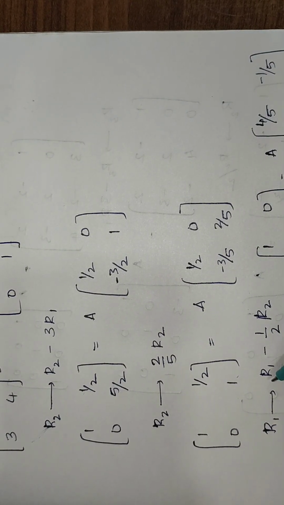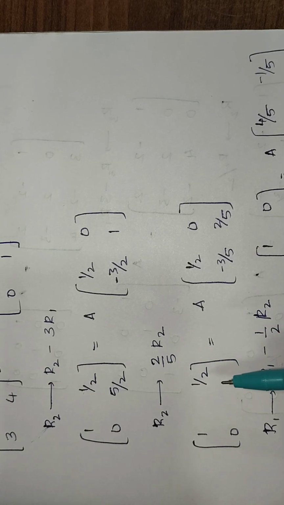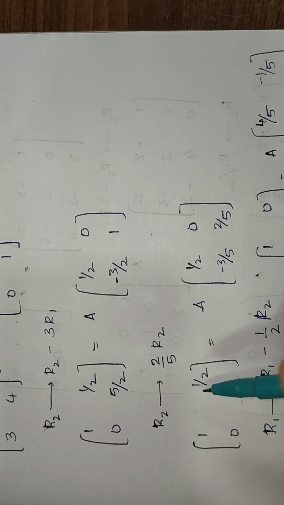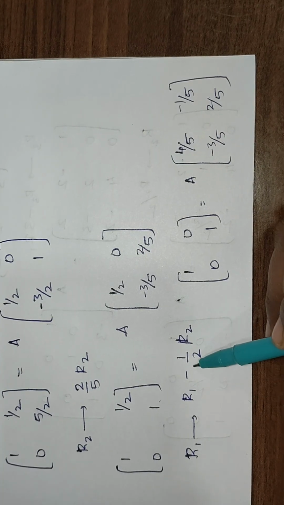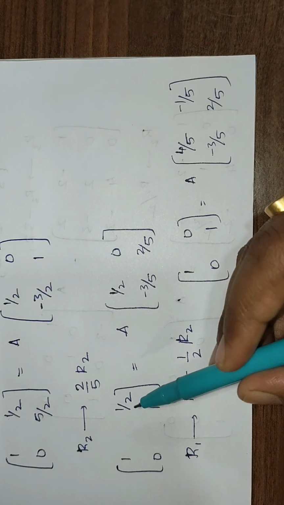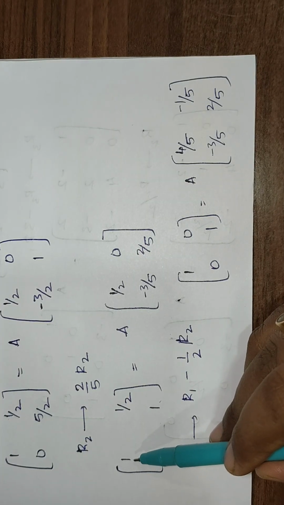And the last step here, I need to make this 0. Using this row, I will make the 0. And you need to keep one thing in mind, that you need to use only row transformation and not column transformation. So I'll be using this row to make this 0. Here R1 is changing to R1 minus half R2. Using this transformation, this will become 0, and you need to observe one thing, this will remain unaltered.